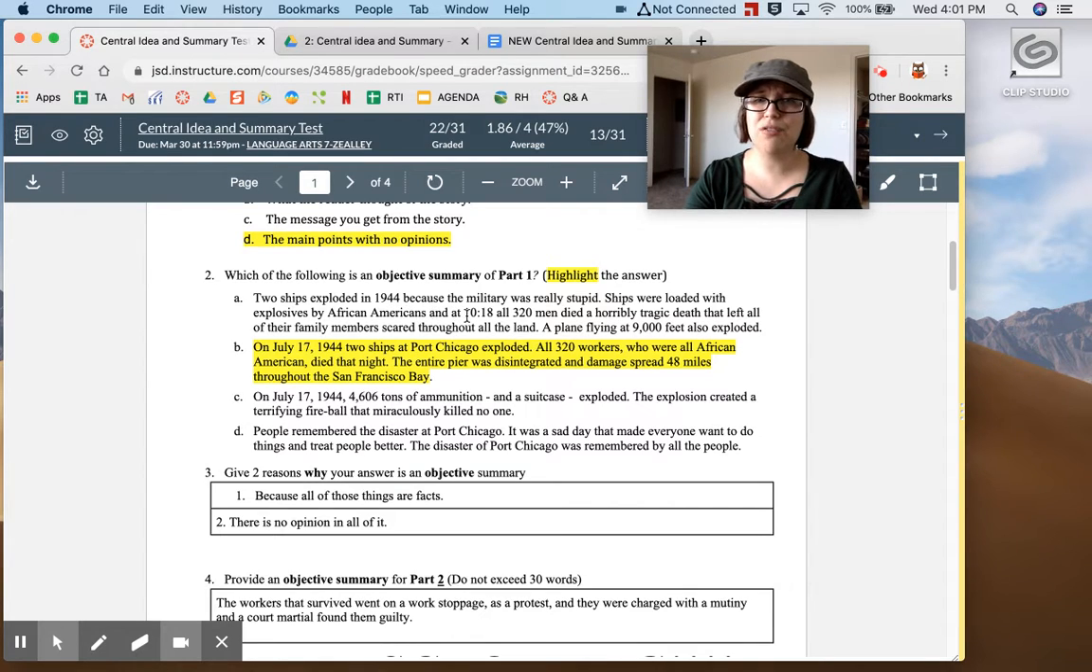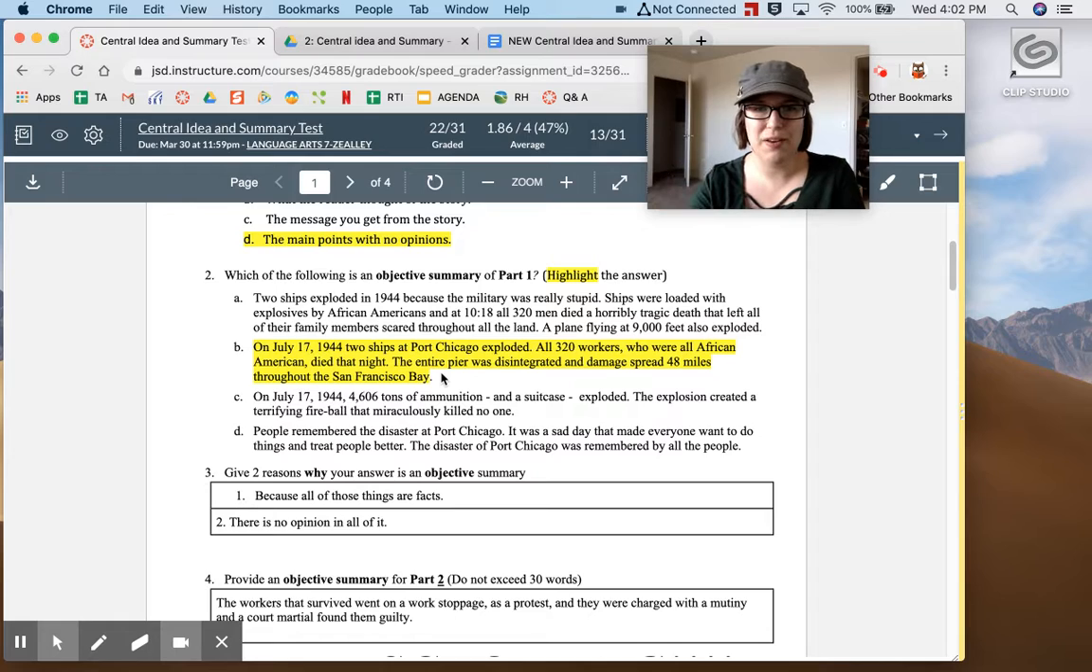Also, we've got a lot of random details, like the exact time, and then we just randomly have, like, all the family members are scarred. We didn't really hear about those people. And then a plane flying at 9,000 feet also exploded. The plane didn't explode. So this one's just plain false information, so we would know it's not A. B is the correct answer, okay? We've got a date, we've got what happened, how many people died, what happened there. Looks good, okay? That one would be our objective summary.